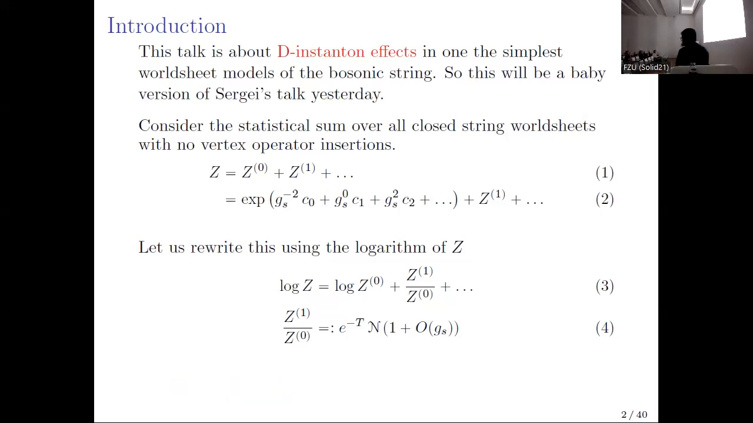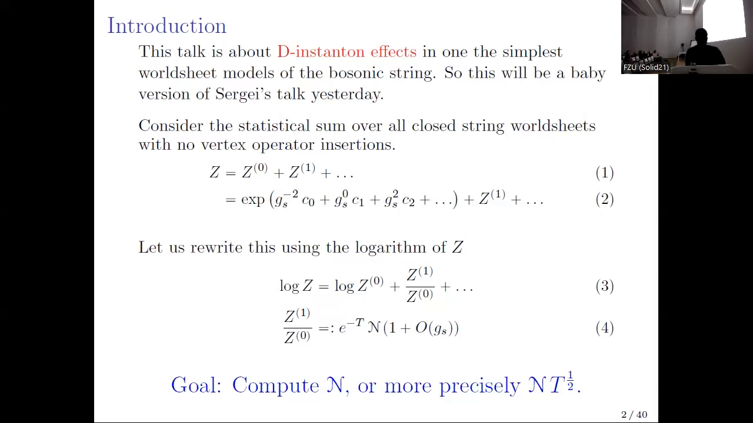So T and N both depend on GS, and that's actually the next point here. Our goal here is just to compute N. More precisely, we will compute this quantity, N times T to the 1/2, because the G string cancels in this combination, as we will see. And we want to compare, anyway, I'll talk about that later. So this is the goal of the talk.